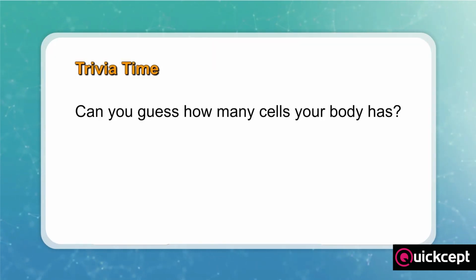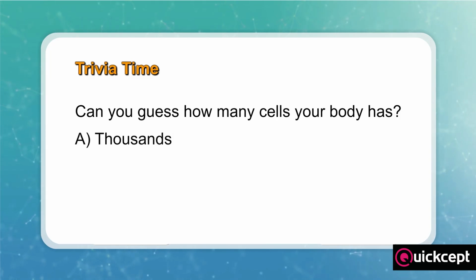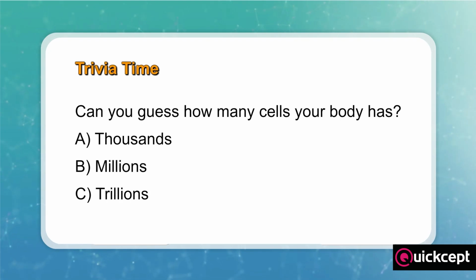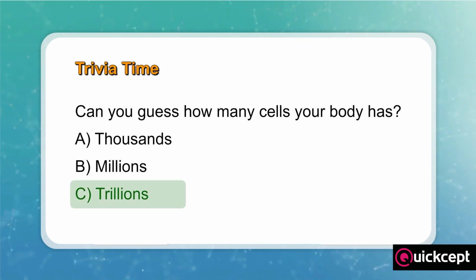Trivia time. Can you guess how many cells your body has? A. Thousands. B. Millions. C. Trillions. That's right, trillions. You are practically a walking universe of cells.